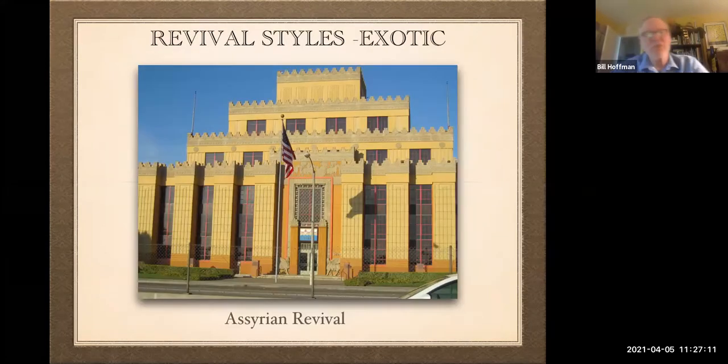Sometimes the revival styles get quite exotic. This is Assyrian or Babylonian revival. This has got some Art Deco elements with a vertical emphasis and the decoration on the walls, but this looks very much like a ziggurat you would find in Babylonia or early Mesopotamia. As the building got taller, it got narrower.